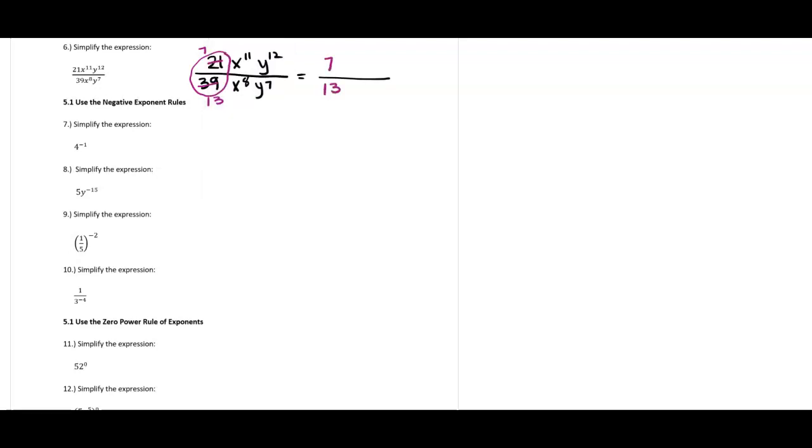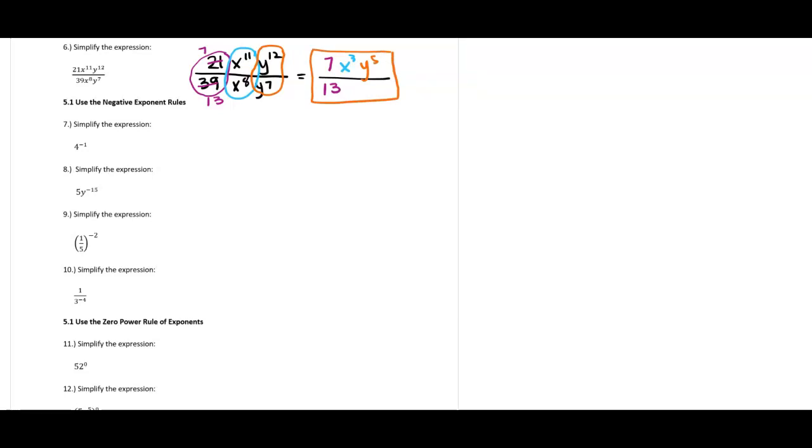That's how that simplifies. Now I need to look at my x's and get them together. I see there's 11 on the top and 8 on the bottom, so there's more on the top. How many more? There are 3 more, so x to the 3rd is going to be on top. Similar with the y's: there are more y's on top than on bottom. How many more? There are 5 more, so y to the 5th is on the top. And that would be your simplified answer there.